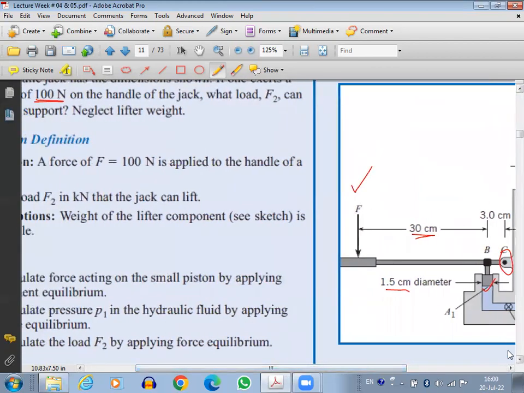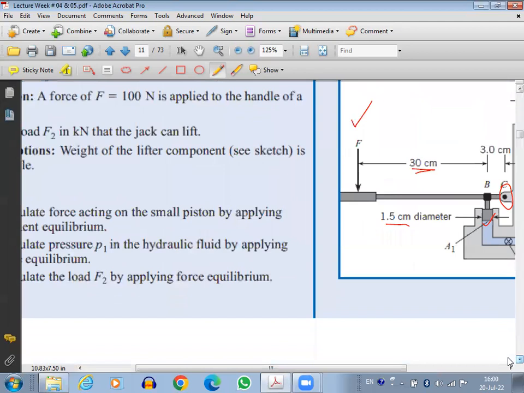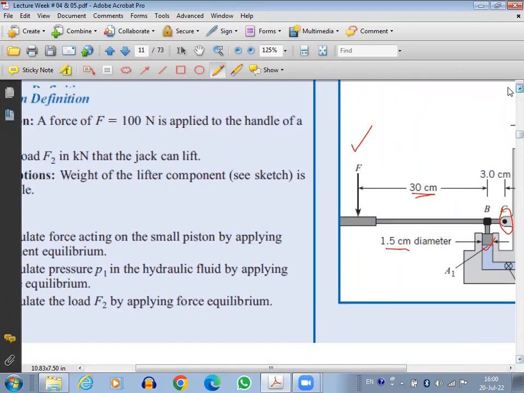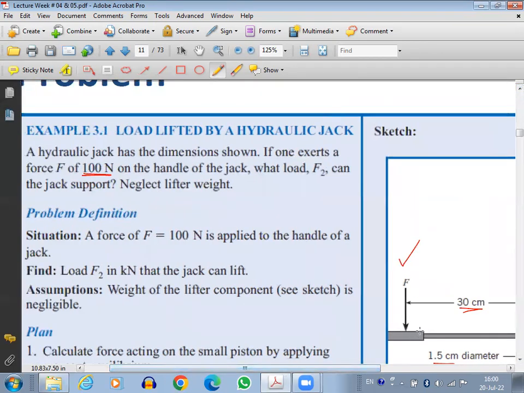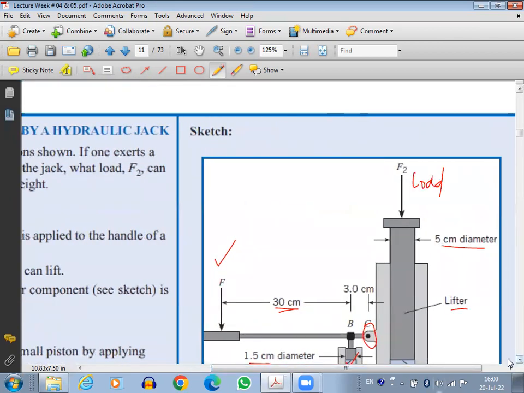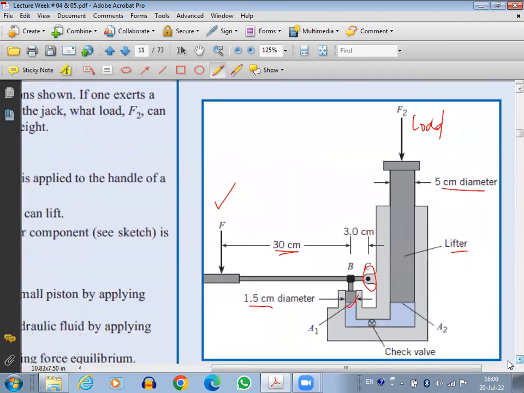So now let's see the solution of the problem. First of all, do you understand the problem statement? We just want to know that if 100 Newton force is applied at the effort, how much load can be lifted by the lifter? By applying 100 Newton, how much load can I lift? So this is the question. And do you understand the mechanical construction of this hydraulic jack?